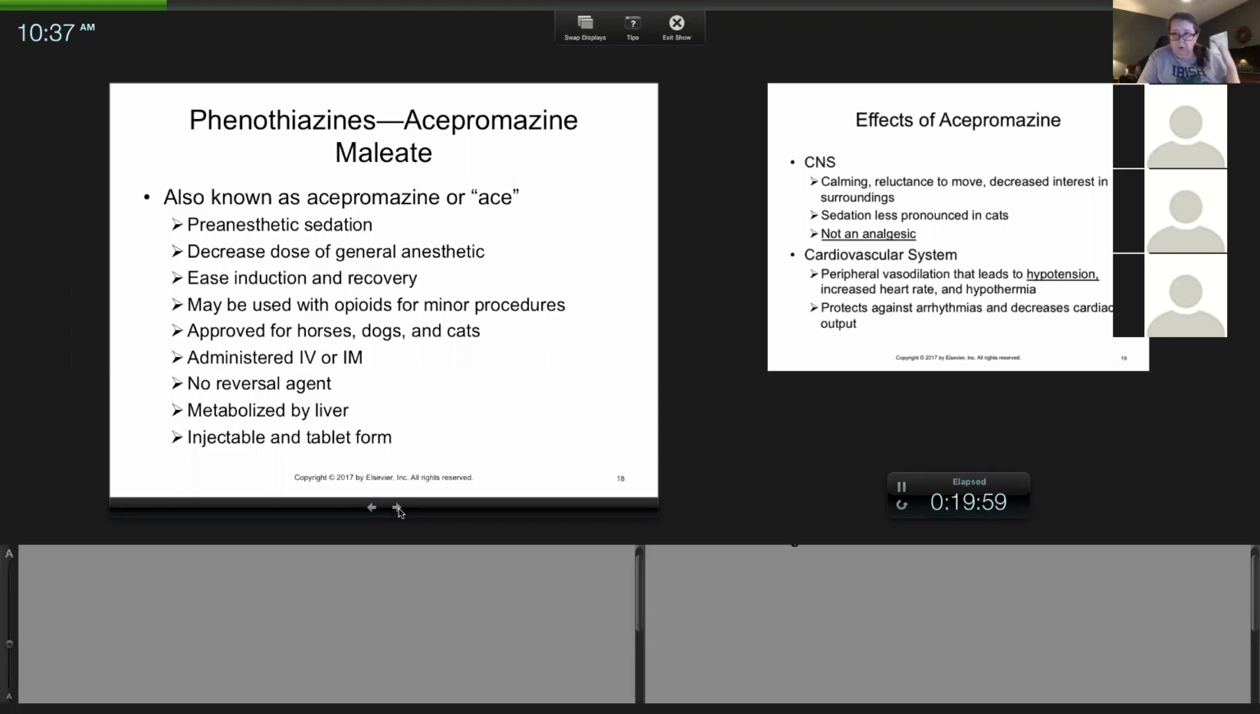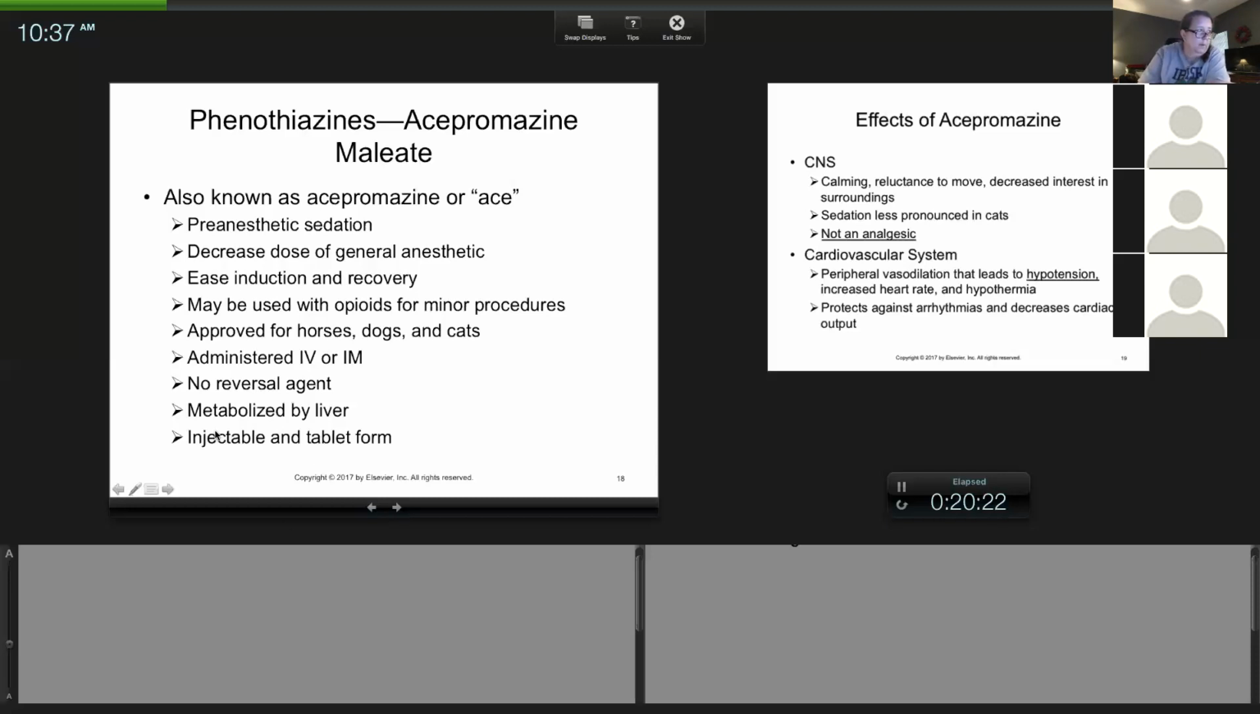You can use it in horses, dogs, cats, multi-species. It's typically better IV or IM. Remember, if you give it IV, you're going to see more of the side effects. You can give it sub-Q, and if you want to write to the side or put a note, it can be given orally.